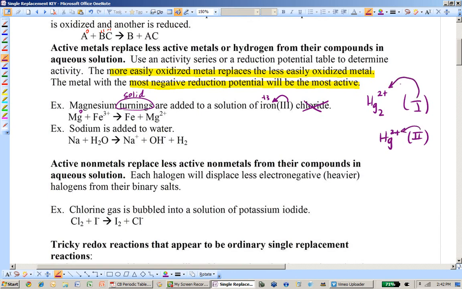Mercury Roman numeral 1 is diatomic as it exists in this ionic form, and the diatomic polyatomic ion for mercury has a 2+ charge, meaning each one of those mercuries is a +1 itself, hence the +1 or the Roman numeral 1 in these parentheses. Okay, so just be on the lookout for that one and only exception to the Roman numeral thing.